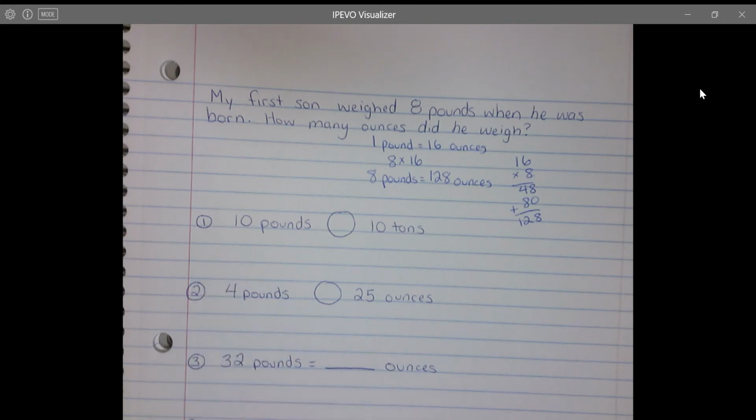All right, numbers 1 and 2 look like we're doing some comparisons, and I have 10 pounds and 10 tons.